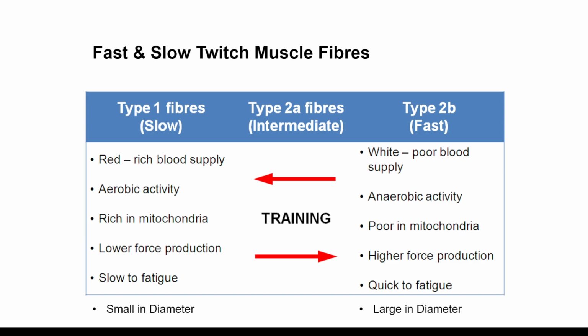However, you can fall in the middle and be what we call a type 2A, which is where you have the ability to be as good at one as you are the other. So you could go and run a marathon, but you could also do 100-meter sprinting and be just as good as, say, somebody else who can only use one.